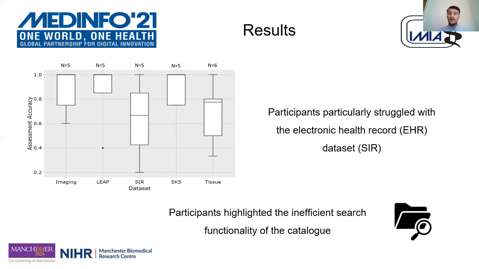Within the participant feedback, a common suggestion was that the search functionality of the catalogue tool could be more efficient. Currently, the tool only provides results that match exactly what the user types in. Participants suggested that a useful functionality would be returning synonyms to any term that is typed in or predicting terms as a user types.